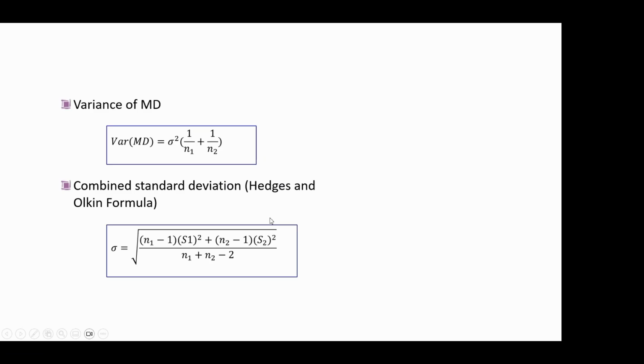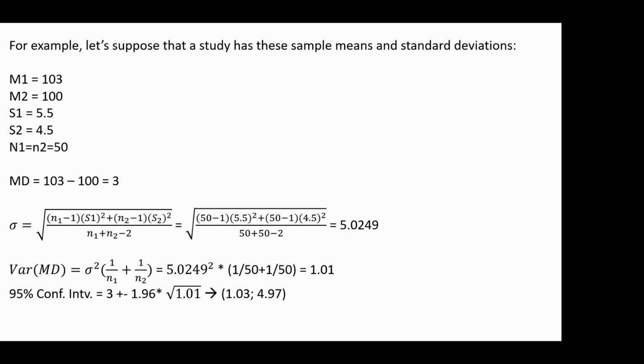So when you have a mean difference, the variance of the mean difference is given by this, and the standard deviation is given by this. These are just taken from statistics. We don't have time now, but you can play with these numbers. So if you have a study where the mean is 103 and the other is 100, with this standard deviation, and both have 50 subjects, the mean difference is 3, and the 95% confidence interval will be this one.